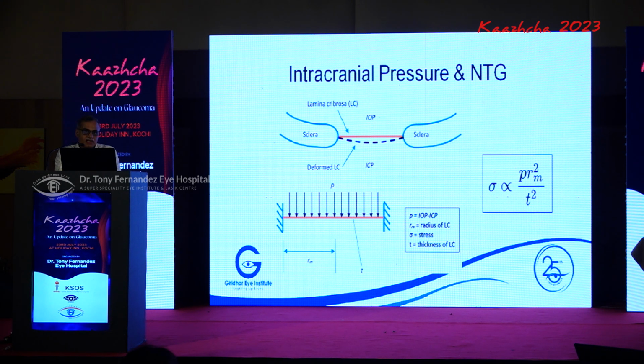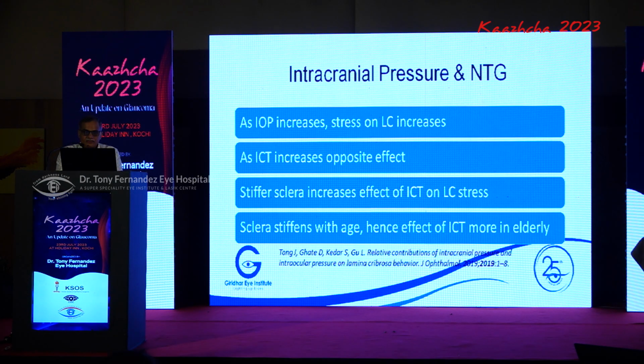So if you have a large, thin lamina cribrosa, the stress on the lamina cribrosa increases manifold. And as age increases, the problem is that the sclera becomes more and more stiff, while the pressure remains the same or maybe even increases, and the stress on the lamina cribrosa increases as the age increases.